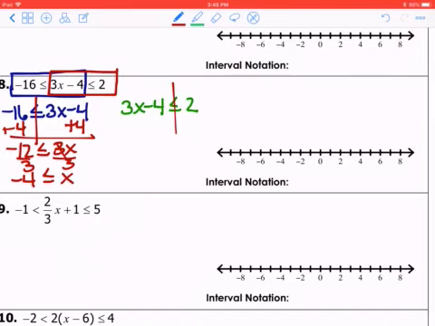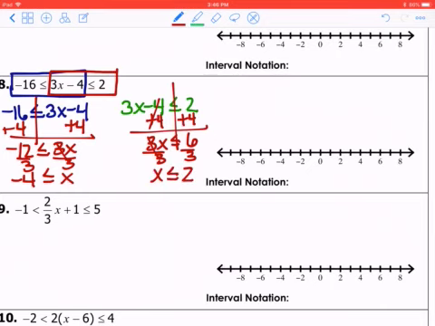Over here, if I solve this one, I'm going to add 4. 3x is less than or equal to 6. Now we're going to divide by 3. And I have x is less than or equal to 2. Now remember, we need to combine these. So my final answer is going to be -4 is less than or equal to x, which is less than or equal to 2. All right? So there is my solution.